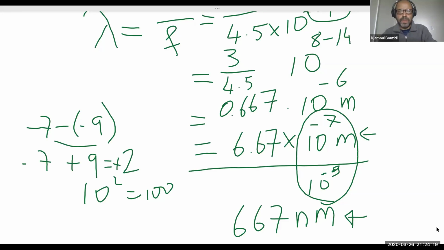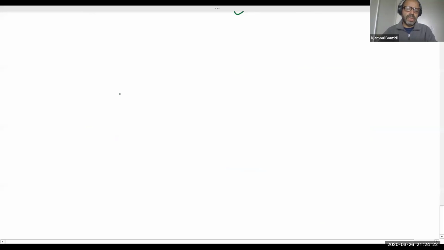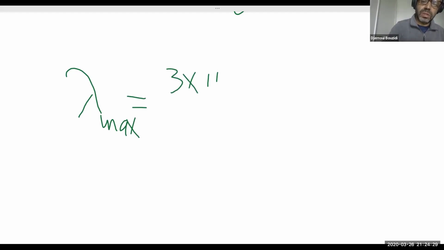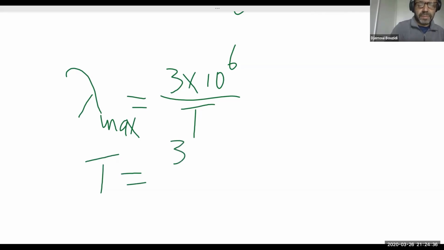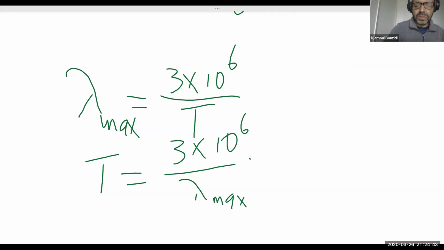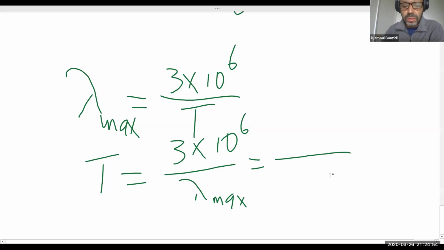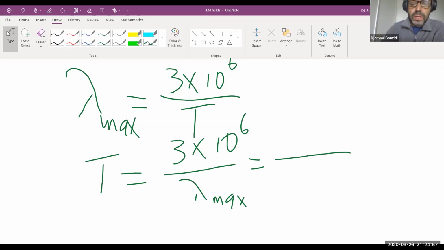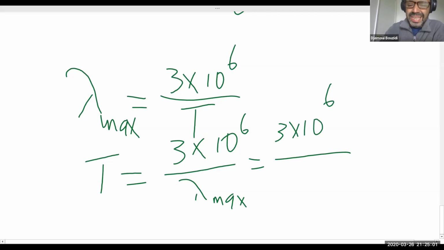So again, I'm going to come into this. Wien's law says that basically lambda max, the maximum wavelength, is given by 3 × 10⁶ divided by the temperature. And that means that the temperature is the same thing, 3 × 10⁶ divided by lambda max. And they told us lambda max is about 1200 nanometers. So was it 1200 or 12,000? Let me check, okay, I think it's 1200. Yeah, 1200 nanometers. So if I'm doing this calculation now, this is 3 × 10⁶ divided by 1200 times, remember a nano is 10 to the negative.